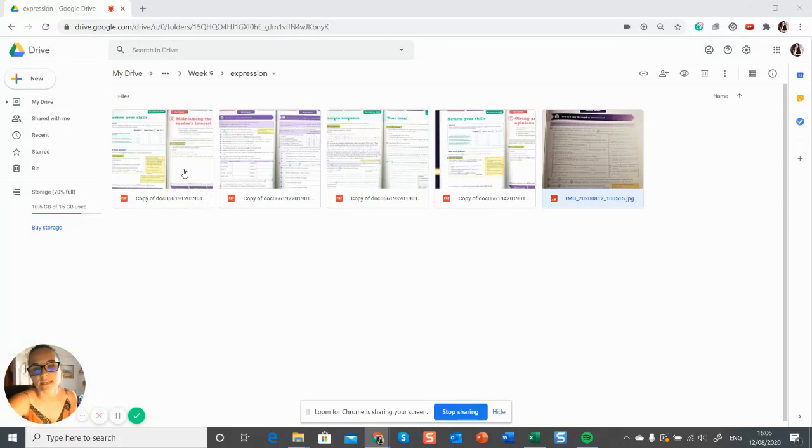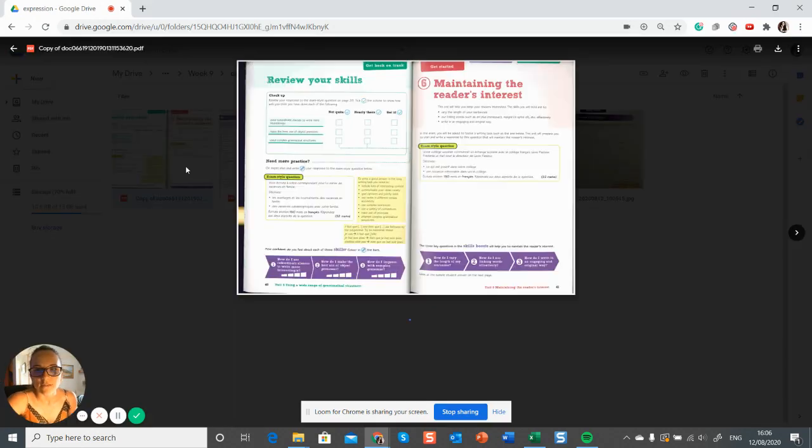Guys, so this lesson is our expression lesson about how to maintain the reader's interest. And this is not on Zoom, as you can see, because I was having some IT problems. So doing it on Loom is almost the same thing. Yeah, so basically, this week is about how to maintain the reader's interest.